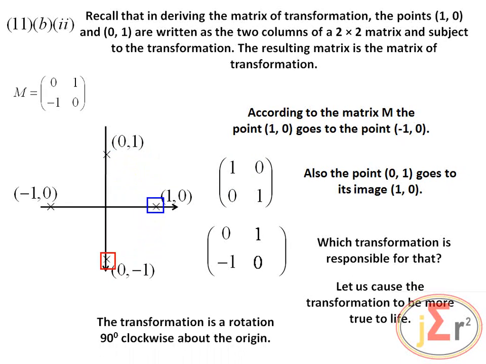The transformation is a rotation of 90 degrees clockwise about the origin, because we can see that this has rotated to this one, and of course the one that was here before rotated to this one. So each one has rotated through 90 degrees about the origin.